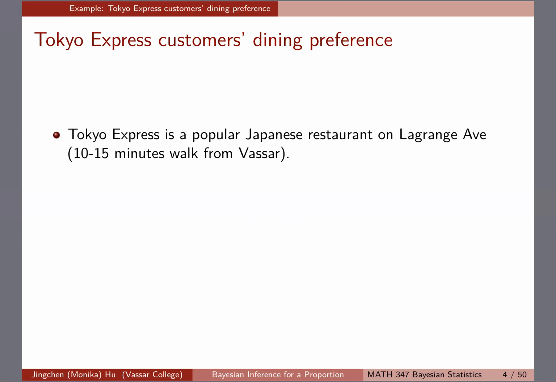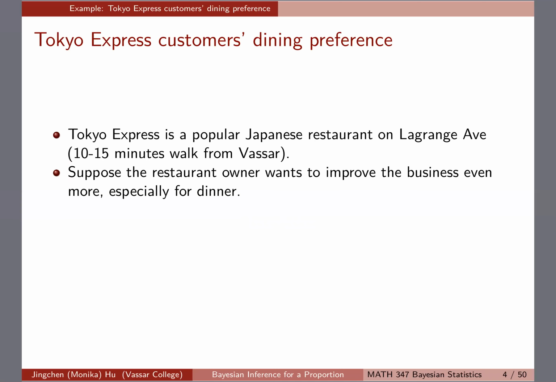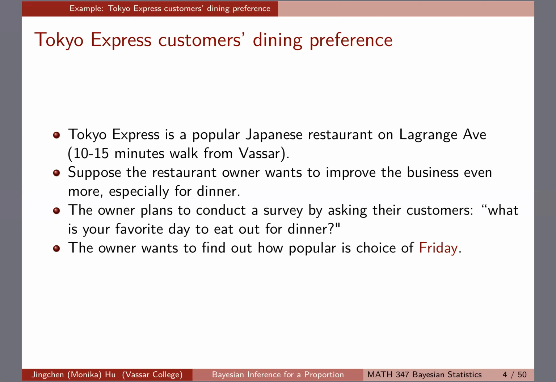This is just hypothetical, I mean, Talk Express does exist, but this is just an example of thinking about proportion. So this is a popular Japanese restaurant on Lagrange Avenue, about 10 to 15 minutes walk from Vassar campus. Suppose the restaurant owner wants to improve the business even more, especially for dinner. What the owner does is plan to conduct a survey by asking their customers, what is your favorite day to eat out for dinner? Okay? And let's suppose that the owner wants to find out how popular the choice of Friday is.